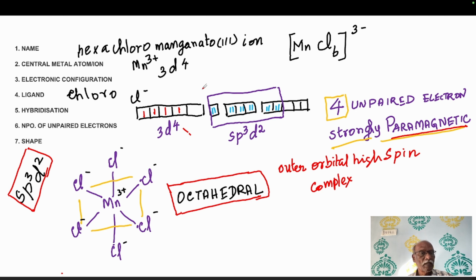So, what are the things to say here? Cl minus is a weak field ligand. There are 4 unpaired electrons left as they are, and thereby it is a strongly paramagnetic compound, and its hybridization is sp3d2 and shape is octahedral, and it is again an outer orbital high spin complex. High spin because 4 unpaired electrons are left. This is a good example of a high spin complex, and we have discussed enough number of examples.